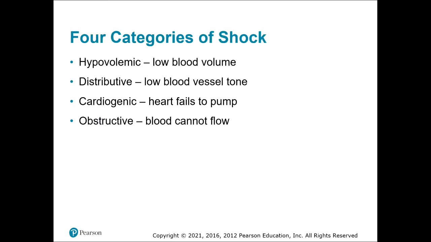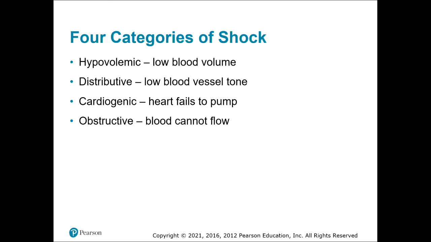There are 4 categories of shock. Technically 5. We'll talk about 4. The 4 categories include hypovolemic, which is low blood volume. There are 2 subsets of hypovolemic. You have hypovolemic non-hemorrhagic and hypovolemic hemorrhagic shock. What does that mean? Hemorrhagic means you're bleeding, and you're losing volume.